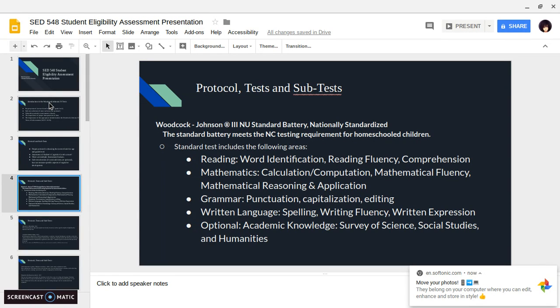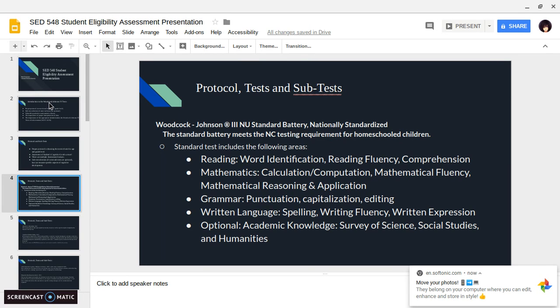Protocol and test and subtest. I went ahead and covered all the different kinds of Woodcock-Johnsons that you can get. But broadly speaking, Woodcock-Johnsons are known for covering reading, word identification, reading fluency, comprehension, moving on into subtest contents like mathematics, calculation, computation, mathematical fluency, along with mathematical reasoning and application. The tests also move on into grammar, punctuation, capitalization, and editing, written language, spelling, writing fluency, written expression.